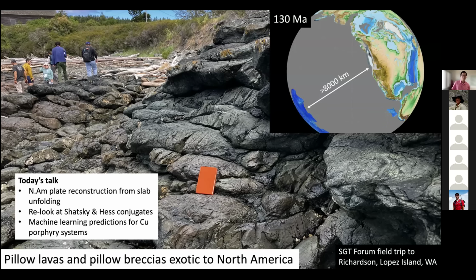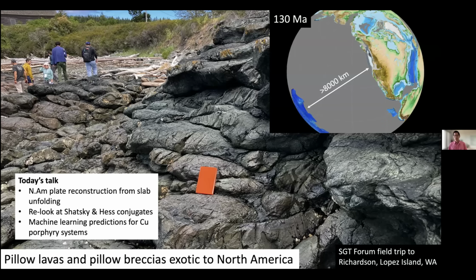Oh, sorry, before I go on. In today's talk, I'm going to talk a little bit about how we use tomography and slabs to fill in some of these gaps. But I'm also going to have a relook at the Shatsky and Hess conjugates that subducted under Western North America, and then think a little bit about copper porphyry systems.